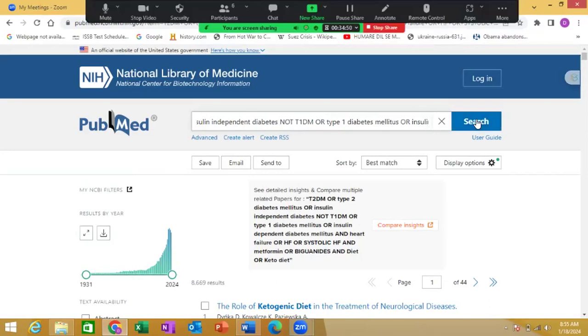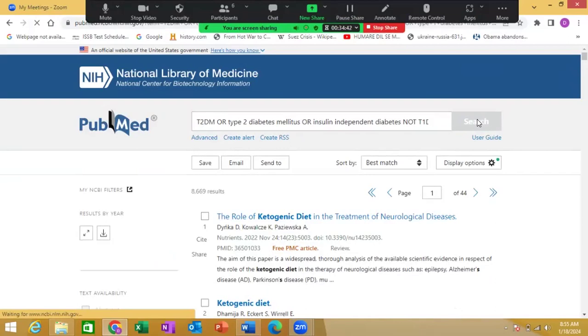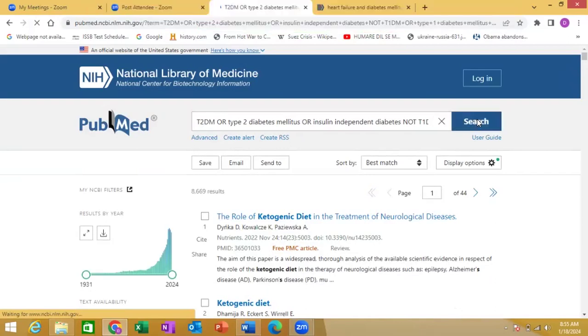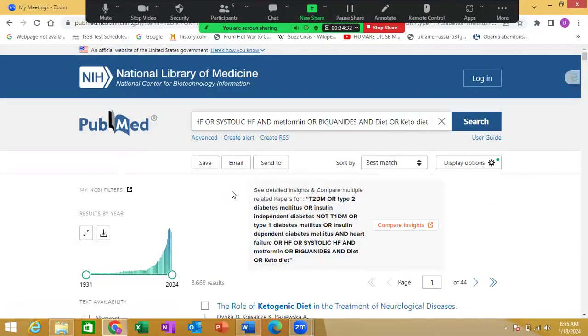And just now running a search. I'm leaving heart failure in my intervention because in type 1 we will not use metformin. You can use the diet in both. Again, there are similar results. That means our first search was quite specific enough to exclude type 1. This is just for example to you.